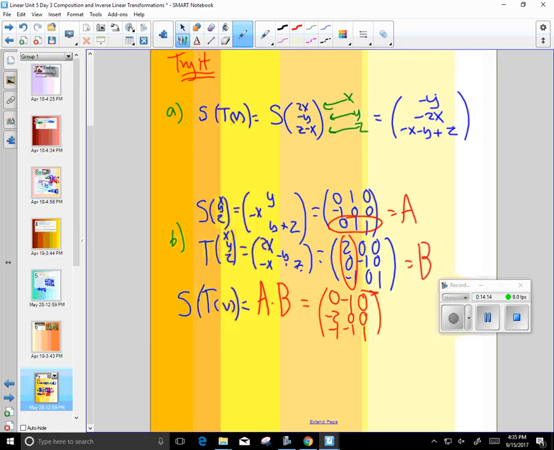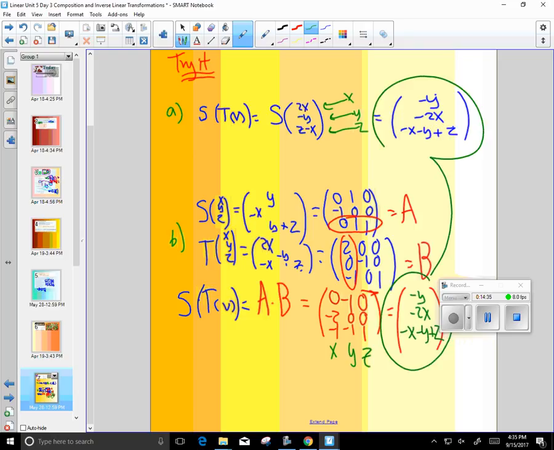And so this can be converted into, these are the x's, the y's and the z's. So you're going to get negative y, negative 2x, negative x minus y plus z, which is exactly what we had there. There's the two methods that you can use to find those compositions. I think that standardized model is very cool.